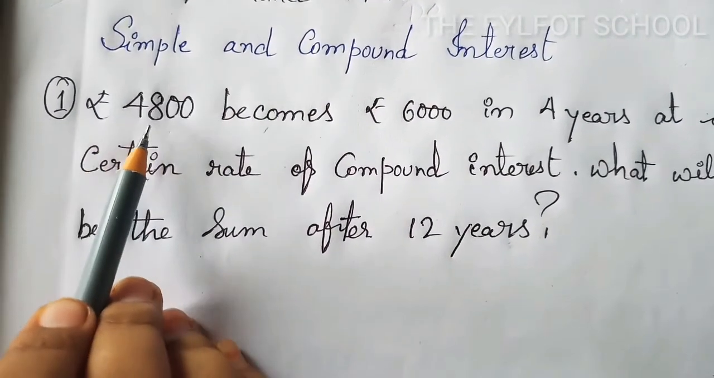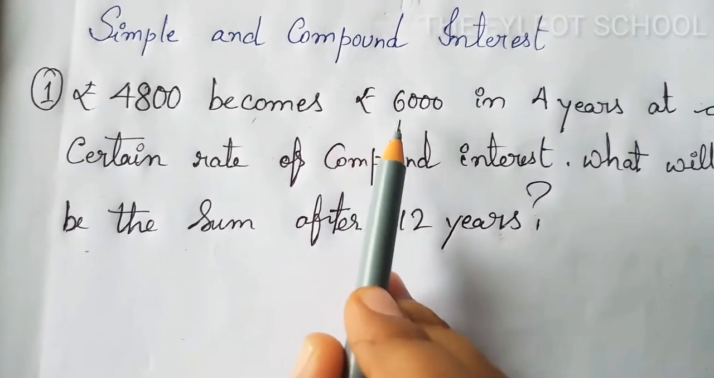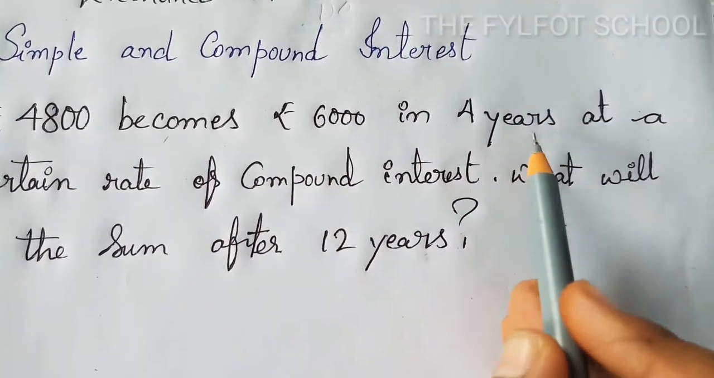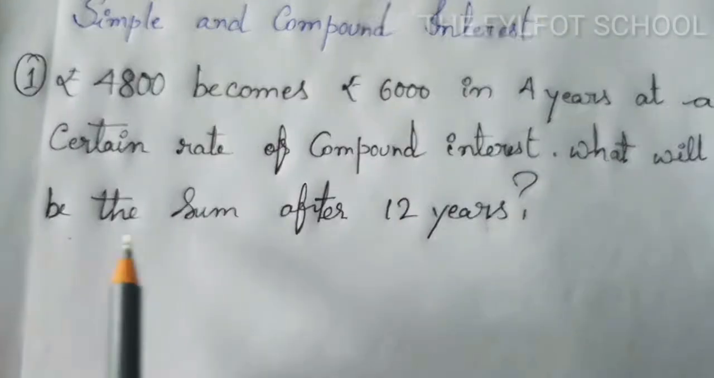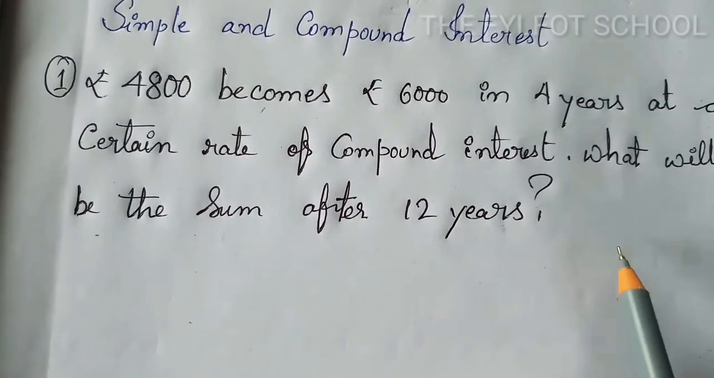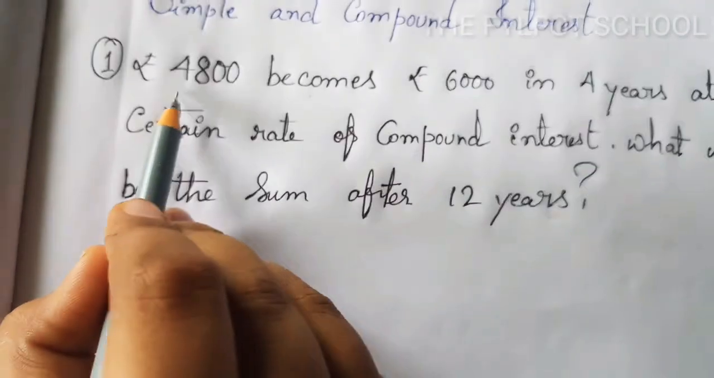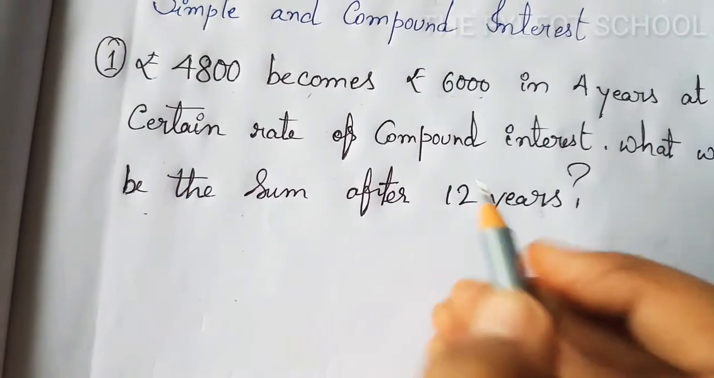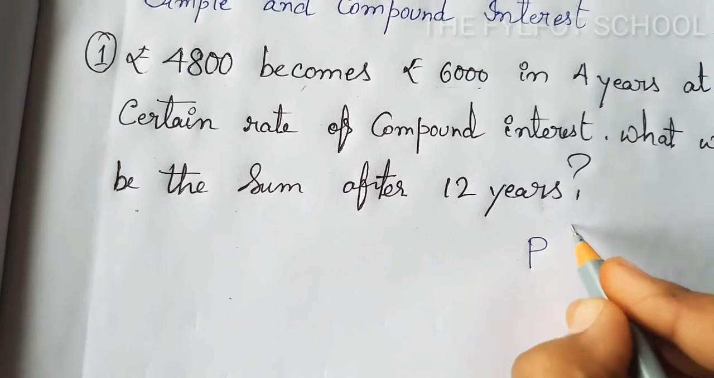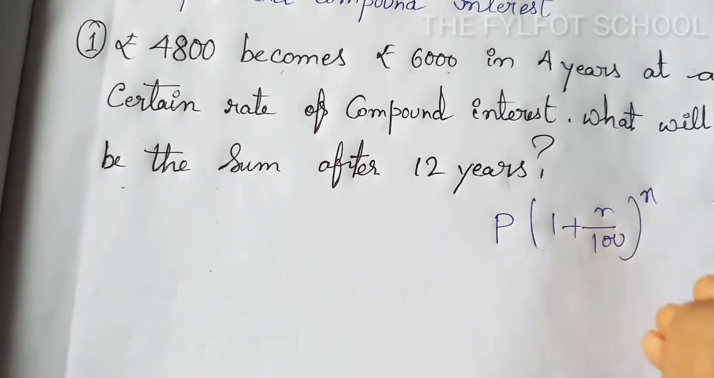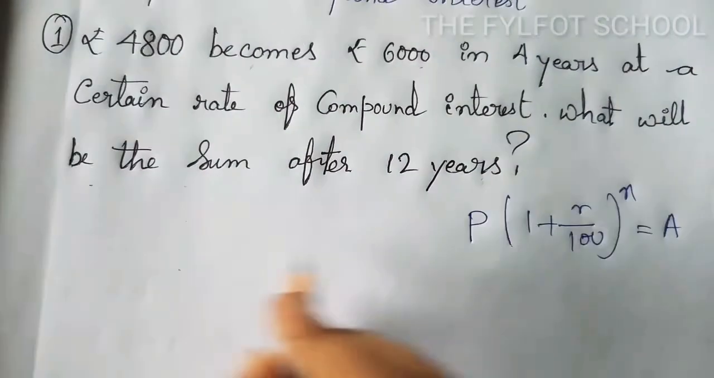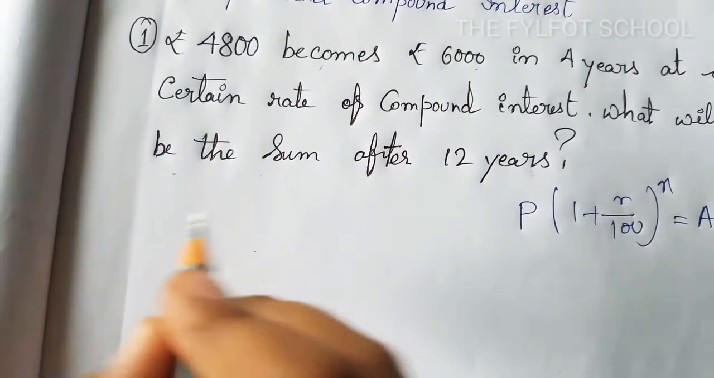First, rupees 4,800 become rupees 6,000 in 4 years at a certain rate of compound interest. What will be the sum after 12 years? So this is our principal and this is our amount. So what will be our formula? This is our formula, P times (1 plus r by 100) to the power n equals A, where n means the time.